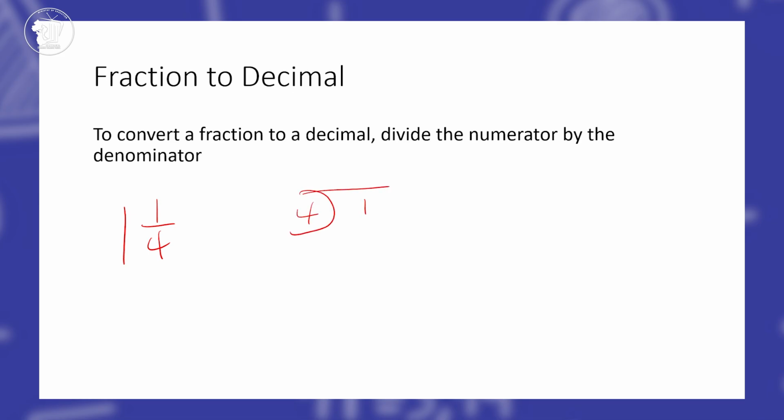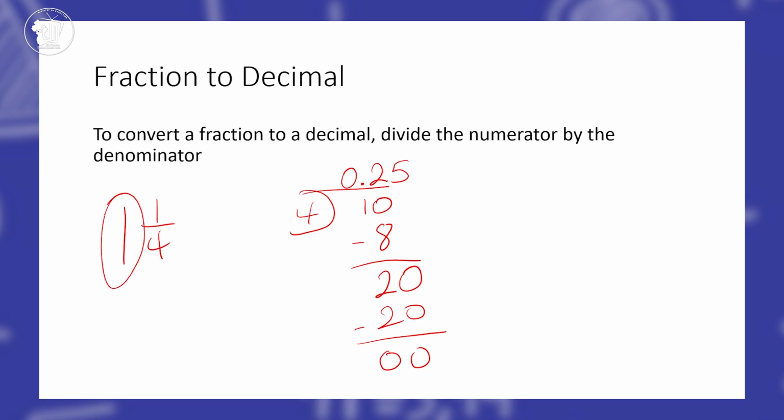So this will simply be 1 divided by 4. And 4 can go into 1 0 times, so we put a 0 there. And we add a decimal point and we add a 0 here to continue. And 4 can go into 10 2 times. 4 times 2 would be 8. And then we subtract there. 10 subtract 8 would be 2. And we add a 0 here to continue. So 4 can go into 20 now 5 times. 4 times 5 would be 20. And we subtract that. We have 20 subtract 20 would be 0. So we have 1 over 4 converted to a decimal would be 0.25.